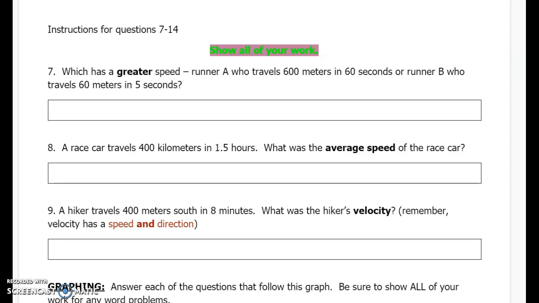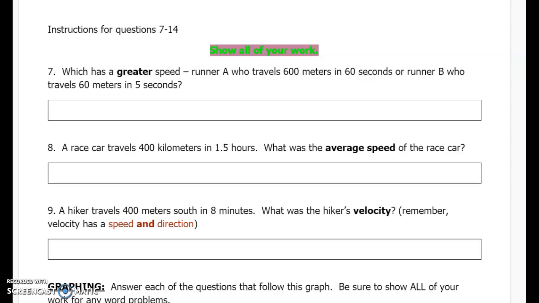For questions 7, 8, and 9, you need to show all of your work as you're answering these questions. This means showing the formula that you used and the math that you did to get to your final answer. Number 7 asks, which is a greater speed? Runner A, who travels 600 meters in 60 seconds, or runner B, who travels 60 meters in 5 seconds?